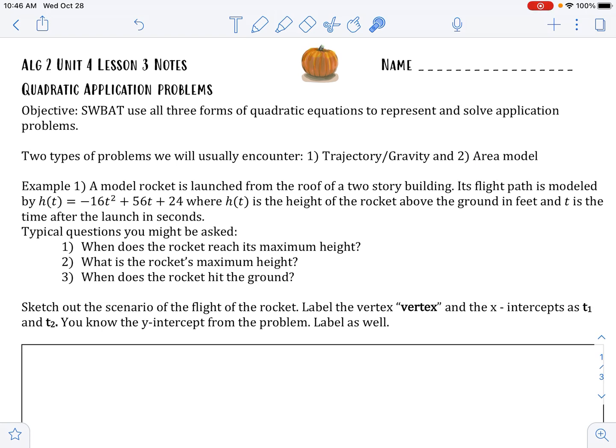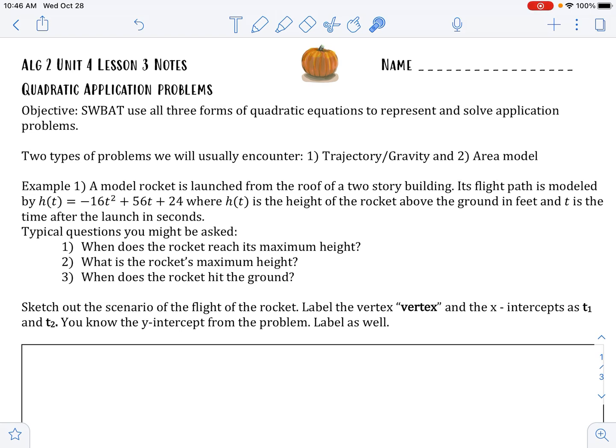Example 1, this is a very typical application problem for quadratics. So we have a model rocket that's launched from the roof of a 2-story building. Its flight path is modeled by this equation, where h of t is the height of the rocket above the ground in feet, and t is the time after the launch in seconds.